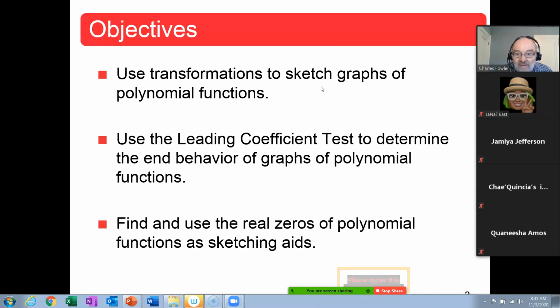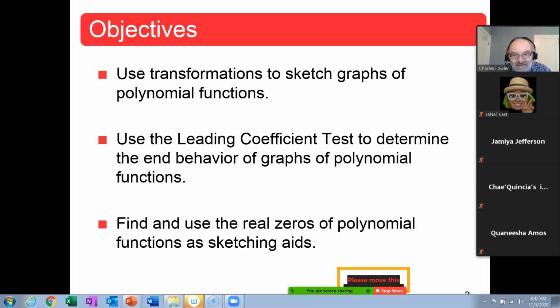Now, like I said, we're just starting section 2.2. The objectives are: use transformations to sketch graphs of polynomial functions; use the leading term test, as I call it, to determine the end behavior of the graphs. What happens in the long run? And then we'll find and use real zeros of polynomial functions as sketching aids.